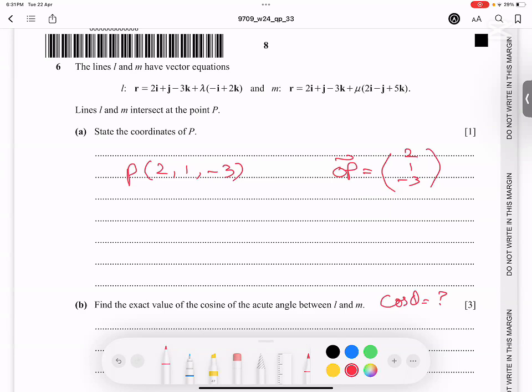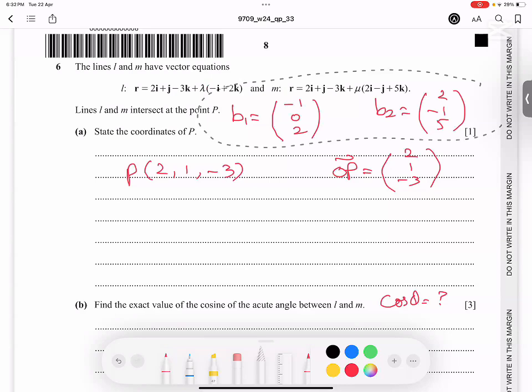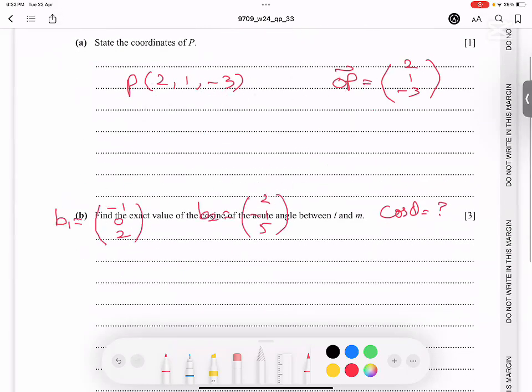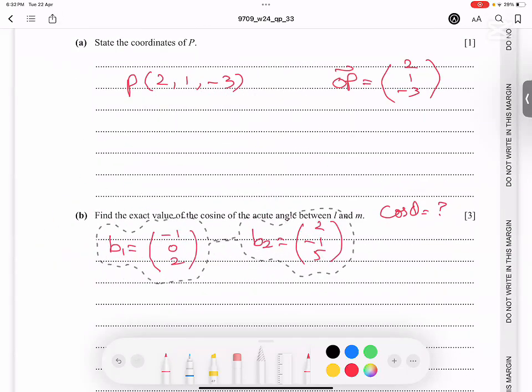For this kind of situation, we take the directions. These two are called directions, students. One is labeled as B1, so this I'm labeling as B1. So it's negative 1, 0, 2. And B2 is here, you can see 2, negative 1, and 5. So I have taken these two vectors, and let's try to solve it.